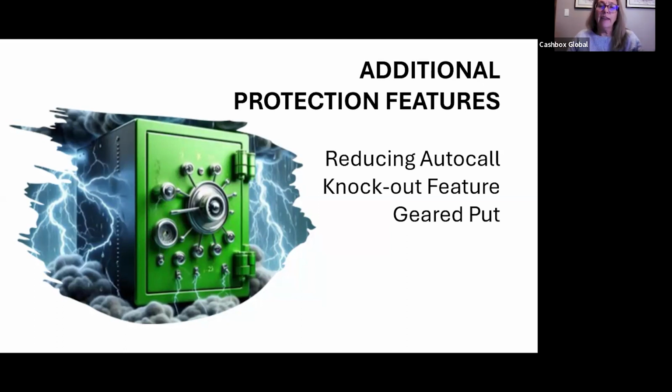And then finally, the geared put. That is there in the event that there isn't an early maturity, you run to full term, and one of the reference stocks has dipped below the capital protection barrier. Ordinarily, you would receive capital back on a one-to-one basis. Instead, the geared put, say at 2-to-1, would mean that if your capital protection barrier was set at 50% and the reference stock drops to 40% of its starting price, then instead of receiving 40% of your capital back, which is on a one-to-one basis, you actually receive 80% of your capital back.